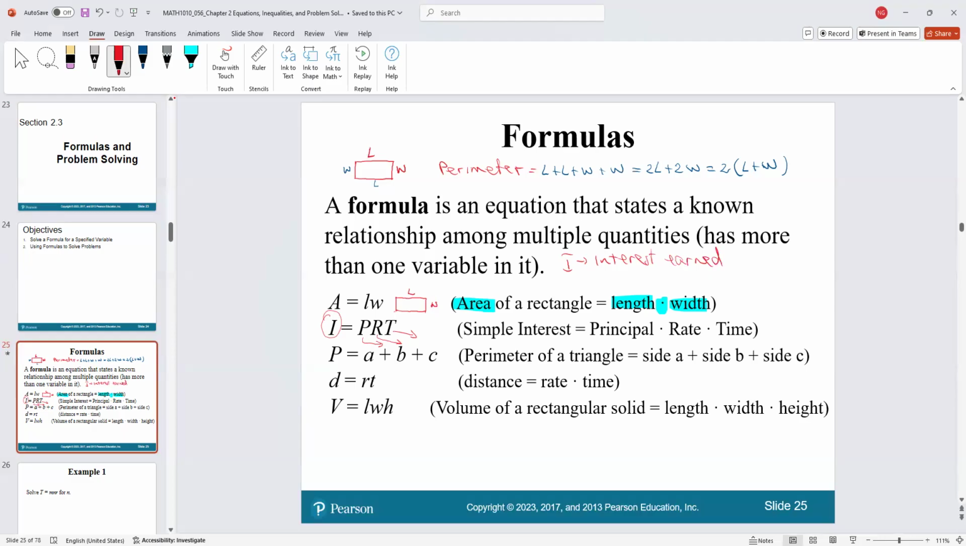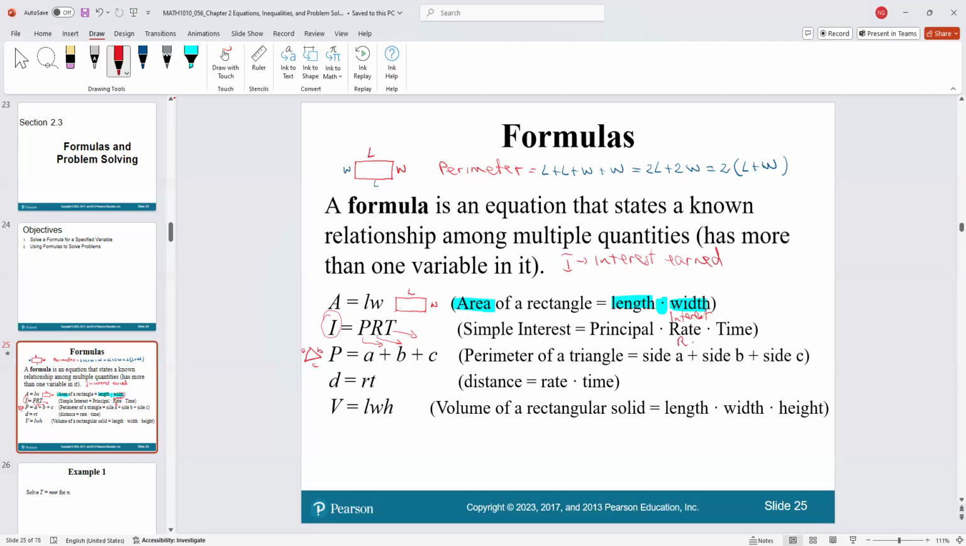So we said R is the interest rate. Remember, interest rate is R, and principal is the money you invest. Perimeter of a triangle. You know the triangle. A triangle can have any three sides. So if you call them A, B, and C, anytime you say perimeter, that means you need to add all the sides. It's like going around. If you have a plot of land that you want to put a fence around, you're looking for the perimeter. But if you want to put grass on it, you're looking for the area.